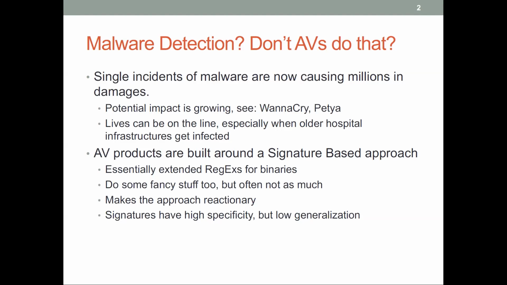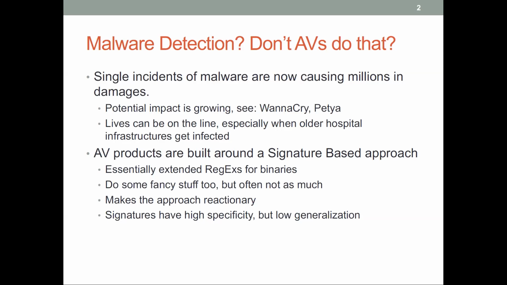A single incident of malware infection can now cause millions in damages. The authors point to examples such as WannaCry and Petya. Back then, I believe NotPetya had not been discovered yet, which had severe impact and incurred severe damages on a lot of different institutions and infrastructure. And they also mentioned that lives can be on the line.